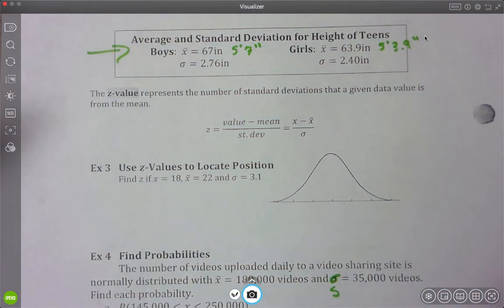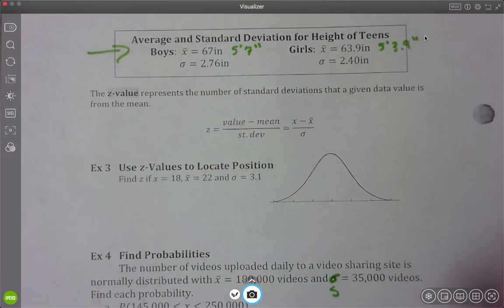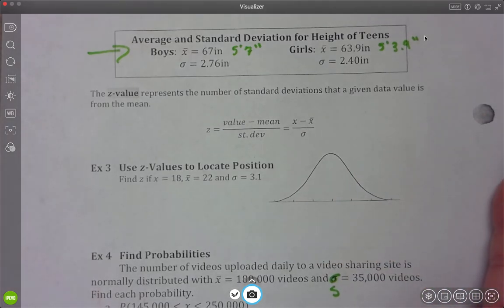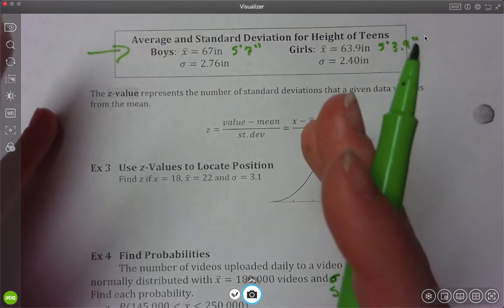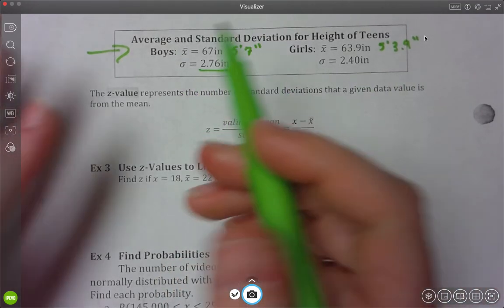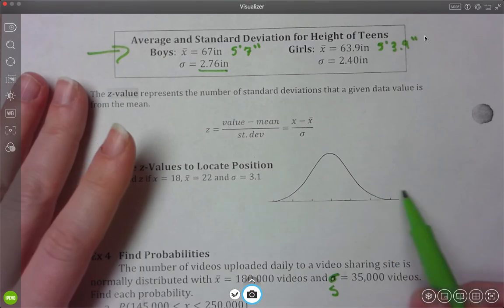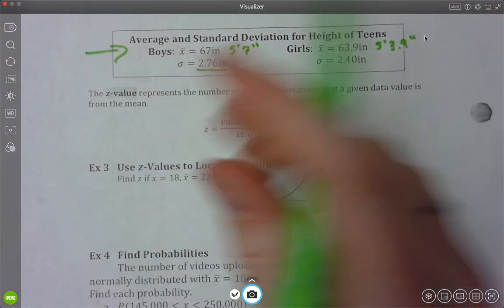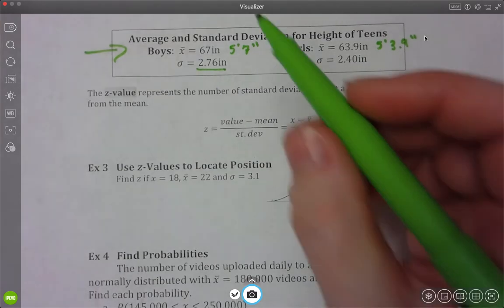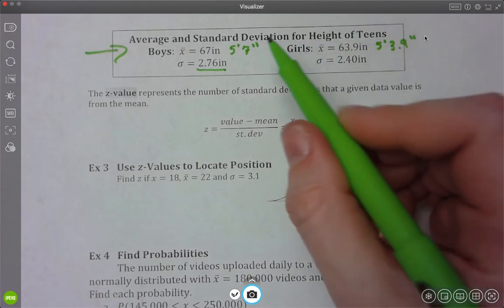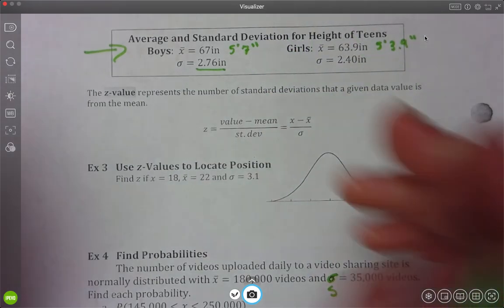So think about boys and girls. Are boys going to have a wider range of heights or a more narrow range of heights? Because the standard deviation is larger, those data values are going to be more spread out on the bell curve. So this one is going to have a larger range of heights. Maybe you might have a boy that's 5'2" and a boy that's 6'4". I don't know. And girls are going to be a little bit closer together than that.